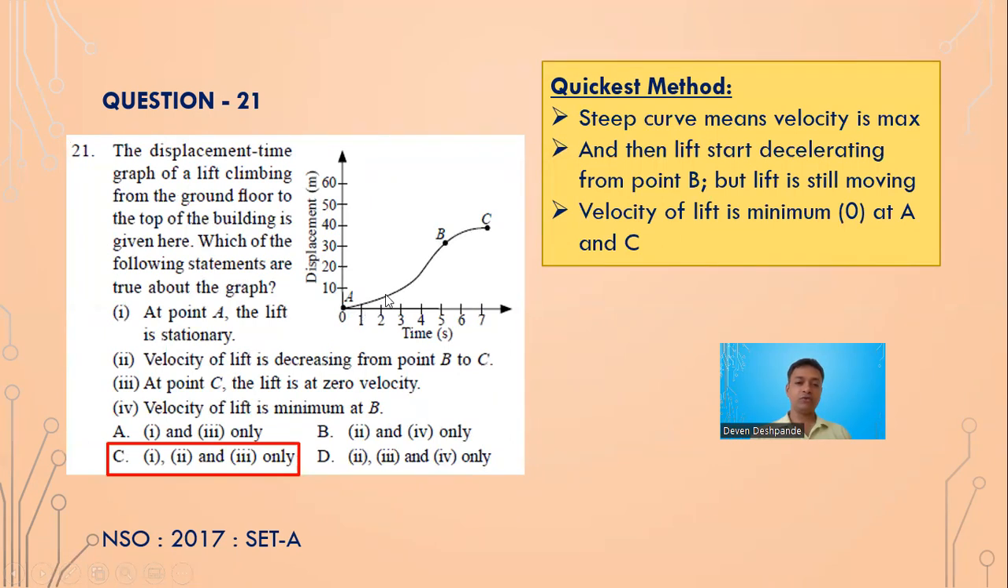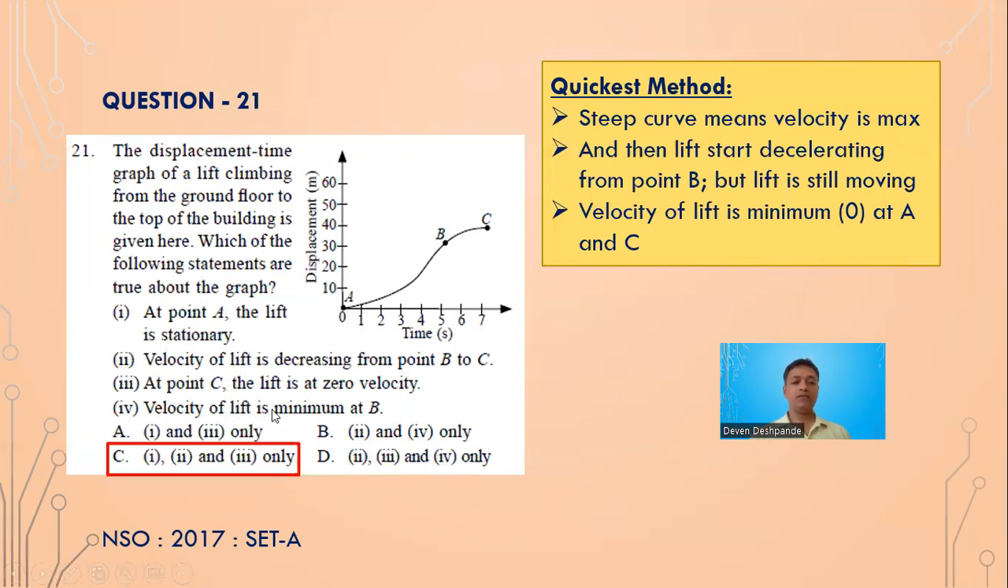Here the lift is moving slowly. Now it is picking up speed. Here in this portion, it is accelerating, and at B it has to slow down because it has to stop at C. So at point A, the lift is stationary, which is correct. The velocity of the lift is decreasing from point B to C, which is also correct because it has to stop at C. At point C, the lift has 0 velocity. Again, this is true because it has stopped at point C.